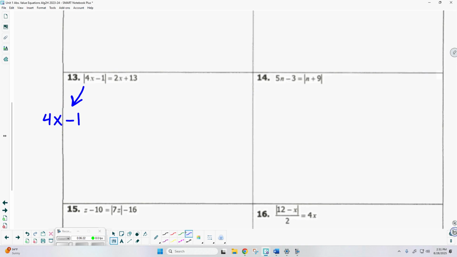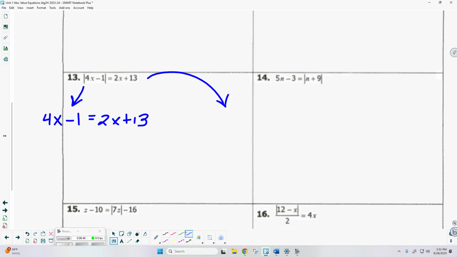4x minus 1? What does that equal? 2x plus 13. The first equation, all you do is drop the bars. Okay. Now for the second equation, you're still going to drop the bars, but what's the change that's coming?